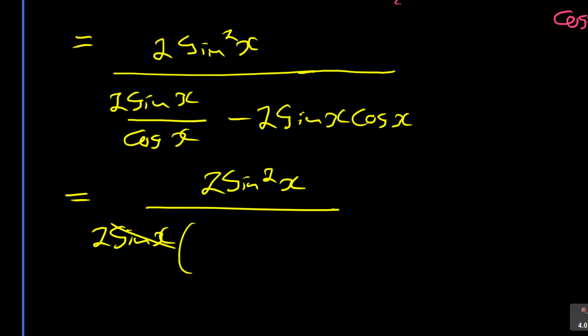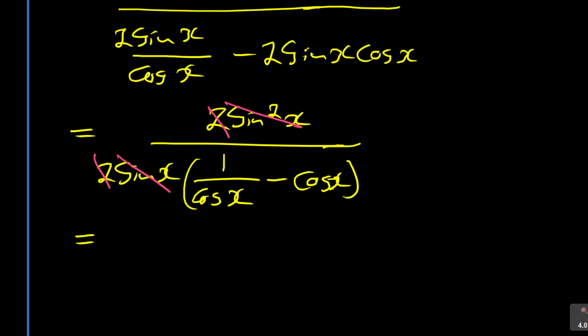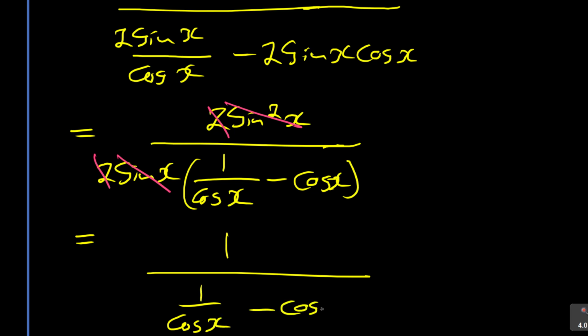So it is going to be here 1 over cos x minus cos x, because sine is out. I've taken out sin x there. Then from here, I am in a position to cancel out the sin x and sin x, as well as 2 and 2. So what do I have? I'm now having 1 over 1 over cos x minus cos x.